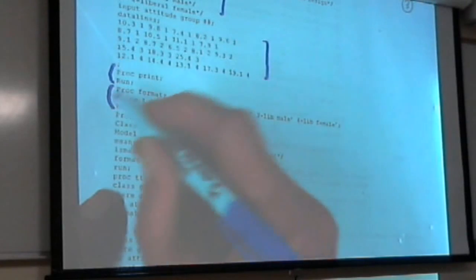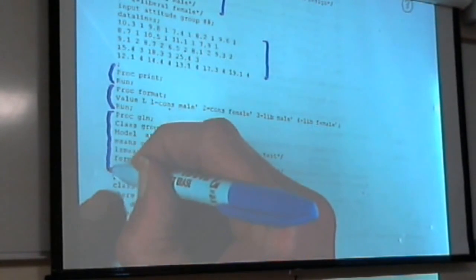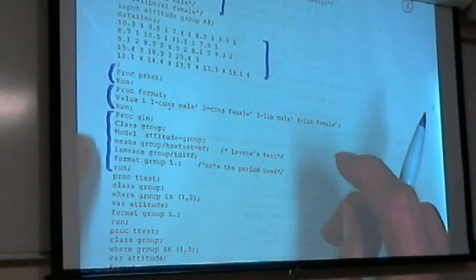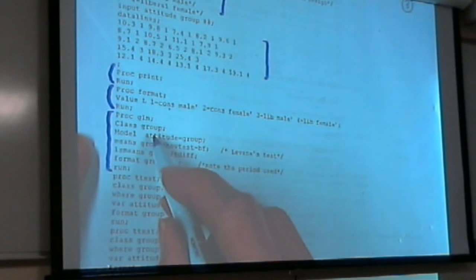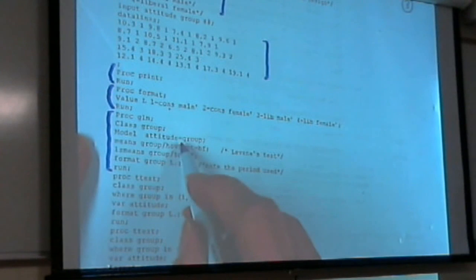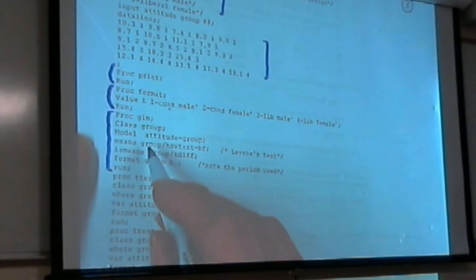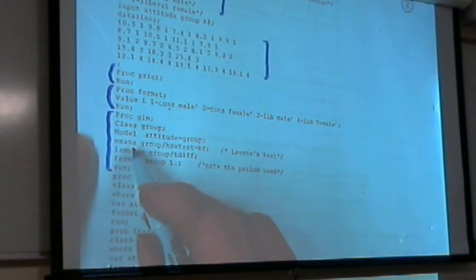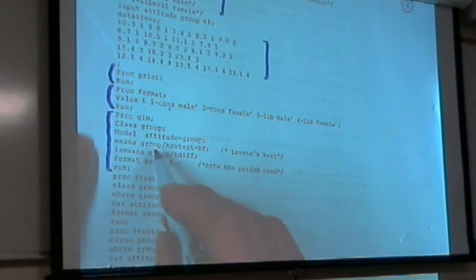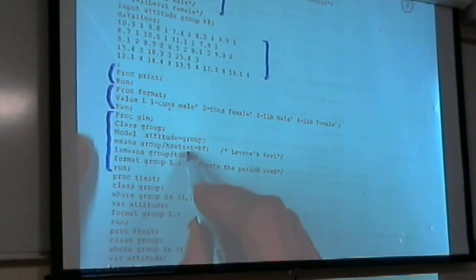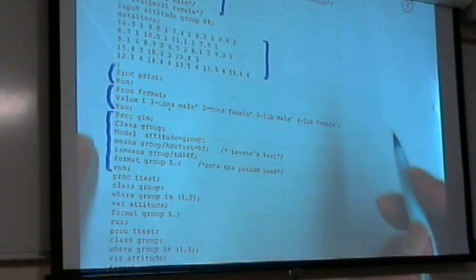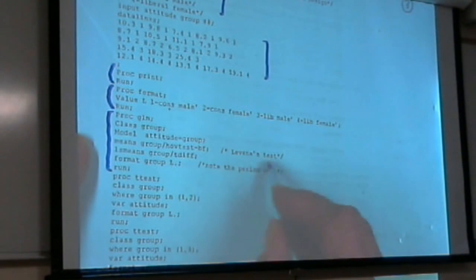Then, let's see, I do a bunch of stuff here in the following proc GLM. Class is the group. Model, attitude equals group. Attitude is the response. Then what I do is a means command, group / hovtest equals BF. And I put over here in the comment line, this is going to produce Levene's test for you. So this is how I could get SAS to run a Levene's test. Okay.